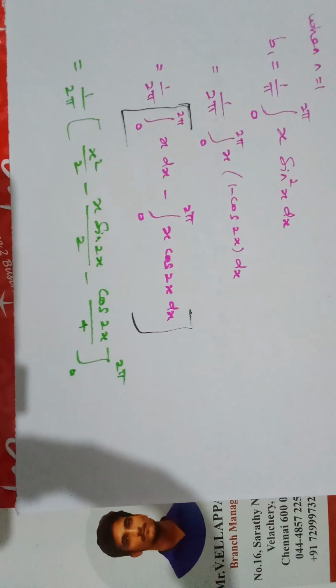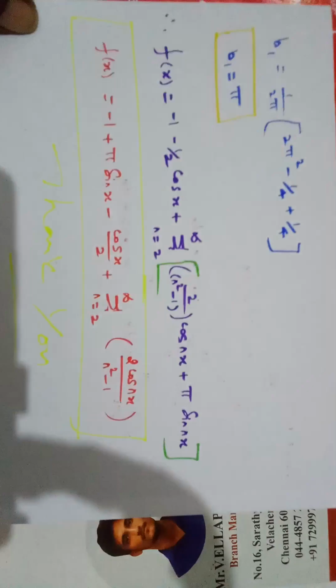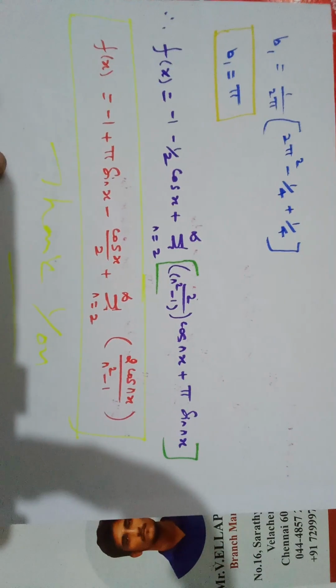Now similarly, n equal to 1. Put it in bn: 1 by pi, integral 0 to 2 pi of x sin squared x dx. Sine square can be replaced by 1 minus cos 2x by 2. So 1 by 2 pi, integral 0 to 2 pi of x into 1 minus cos 2x dx. Separate the terms: integral 0 to 2 pi of x dx minus integral 0 to 2 pi of x cos 2x dx. After integrating this, 1 by 2 pi, x squared by 2 minus x sin 2x by 2 minus cos 2x by 4, from 0 to 2 pi. Then b1 is equal to pi.